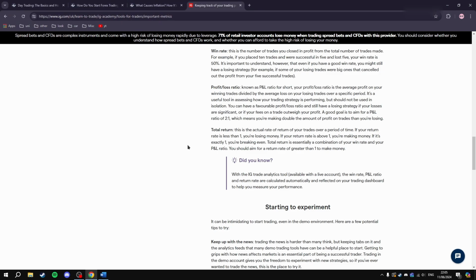For example, if you placed 10 trades and were successful in 5 and lost 5, your win rate is 50%. It's important to understand, however, that even if you have a good win rate, you might still have a losing strategy. For example, if some of your losing trades were big ones that cancelled out the profit from your 5 successful trades.